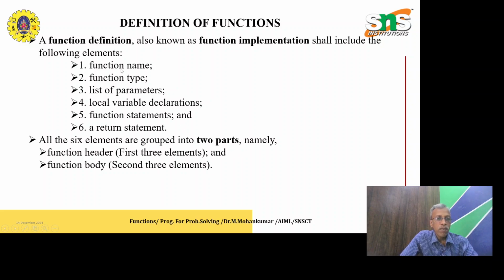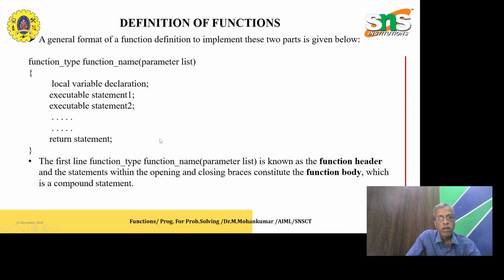For function header, there will be function name, function type, and list of parameters. In the function body, we are going to use the local variable declaration, function statements and the return statement. A general format of a function definition to implement these 2 parts is given below: function_type function_name parameter list, local variable declaration, executable statement 1, statement 2, statement n, return statement. This is the syntax for function definition.